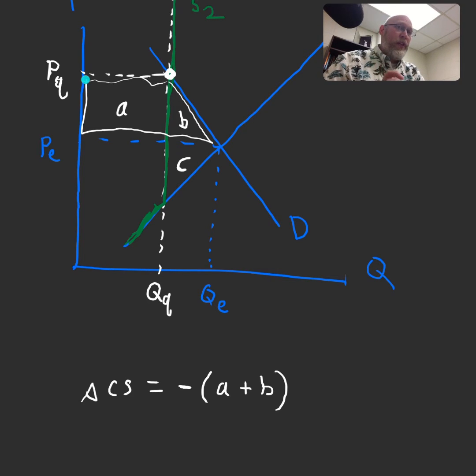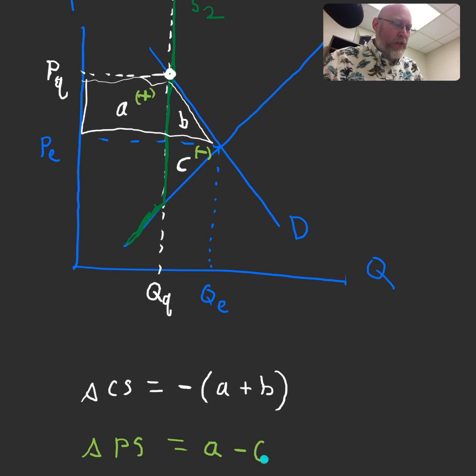Now the producer is a little bit more complicated to show, but in essence, let me switch to a different color here. Let's go with this color, kind of a lime green. The producer gained this area right here. This is extra revenue the producer brought in, but in the process lost this area here, area C. And so the change in producer surplus is equal to the rectangle that they gained. They picked up that rectangle. They basically took that rectangle from our consumers, minus that little triangle right there.